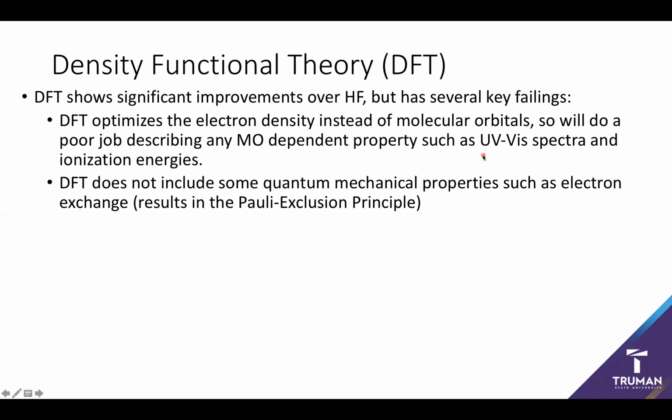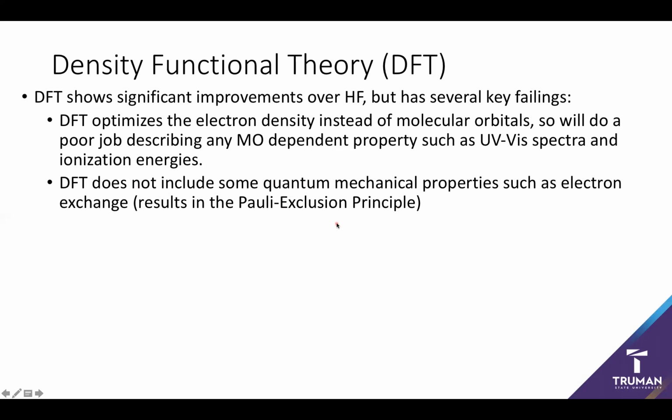One of the other things is that it does not include some quantum mechanical properties. The biggest one is called electron exchange. Electron exchange is essentially the idea that electrons are indistinguishable. And this means that there is a tendency towards a certain degree of overcounting when describing electron-electron interactions. It also tends to avoid a lot of properties, such as the fact that electrons of different spins will interact with each other differently than electrons with the same spin. And this is, again, an unfortunate factor that DFT never quite is able to nail.